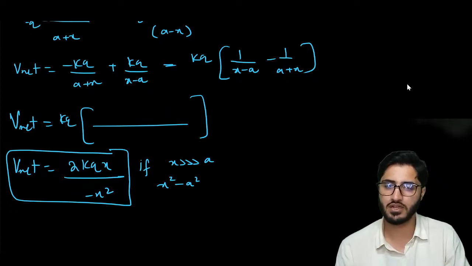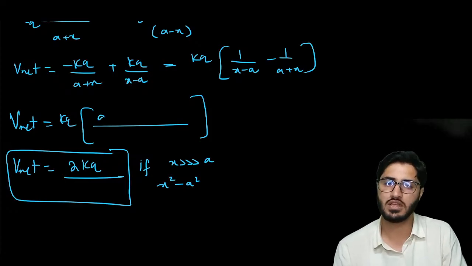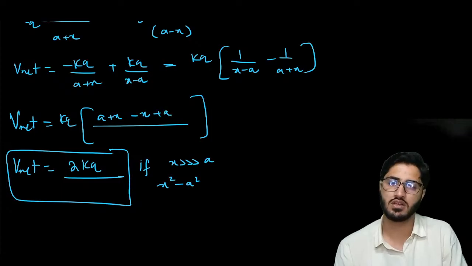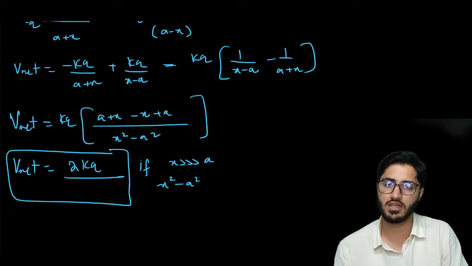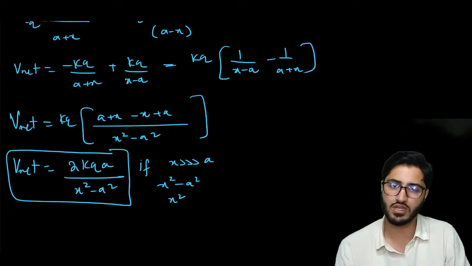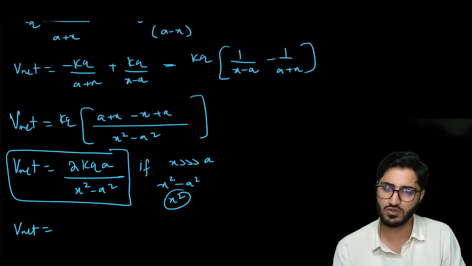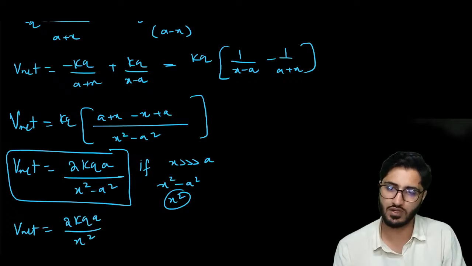Whole thing I need to write. So I guess it will be a plus x minus x plus a divided by x square minus a square. Yes, so it is 2kqa over x square minus a square. It will be x square only. So V net is equal to 2kqa whole divided by x square only.